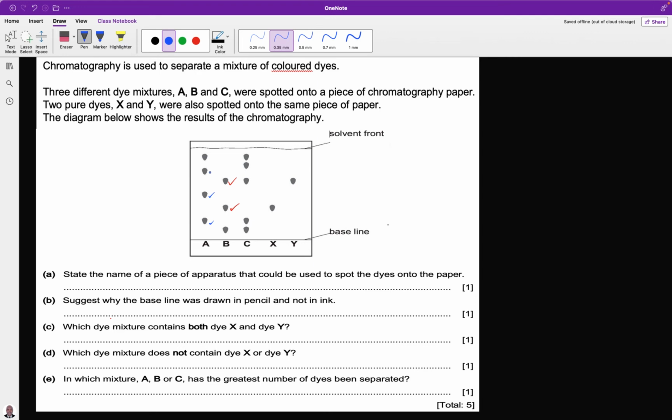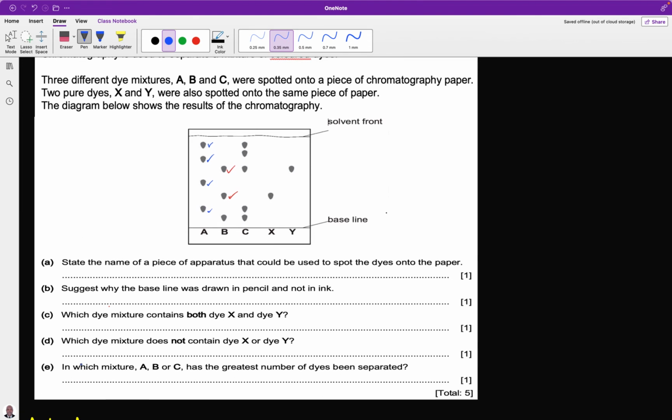Then here, there's no X or Y. Here, there is no X or Y. So there's no X and there's no Y. So our answer for D is A. Which dye mixture does not contain dye X or dye Y? Our answer is A.